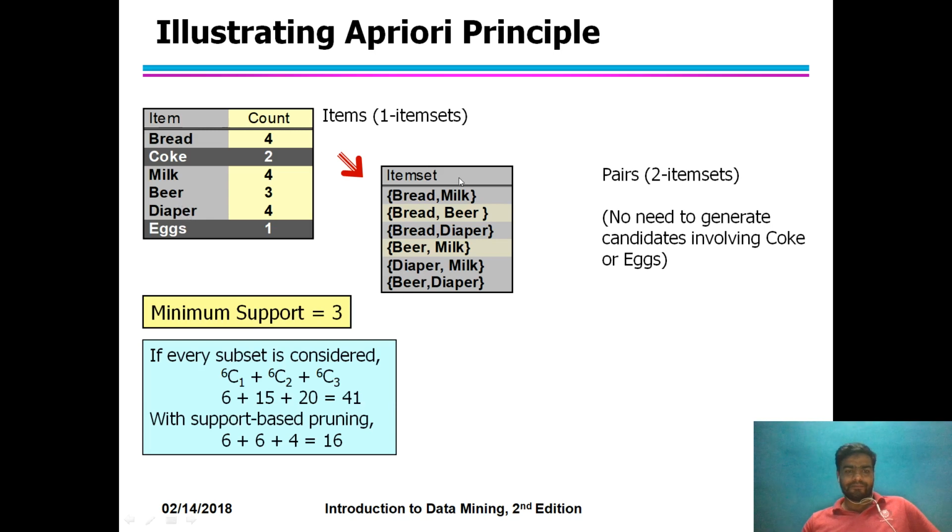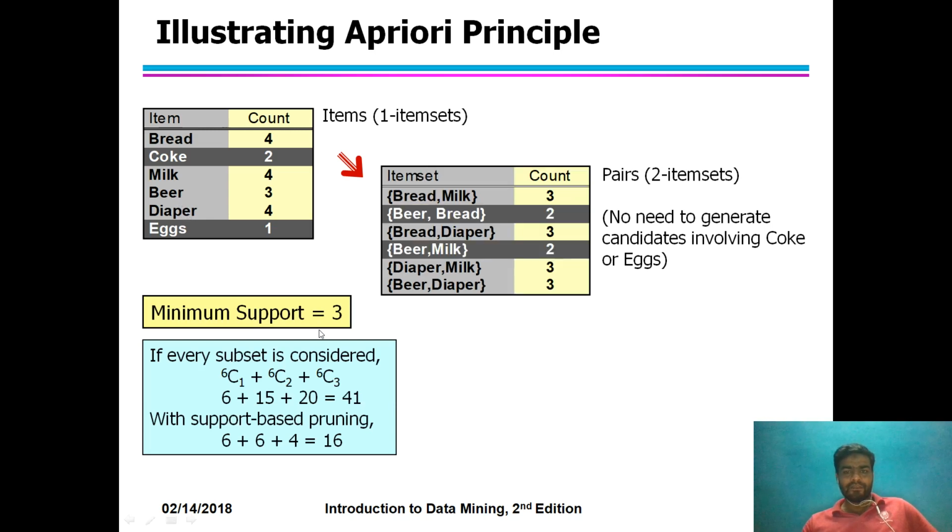These are the 2 item sets. Minimum support is equal to 3 again here. So see, bread and milk, how many times? Bread and beer, and beer milk have support count only 2. Beer and bread has occurred in only 2 transactions. So bread milk is 3, beer bread is 2, bread diaper is 3, beer milk is 2, diaper milk is 3, beer diaper is 3.